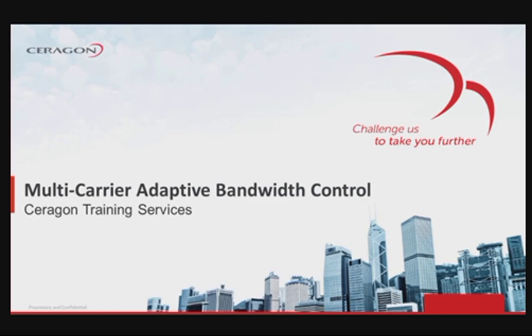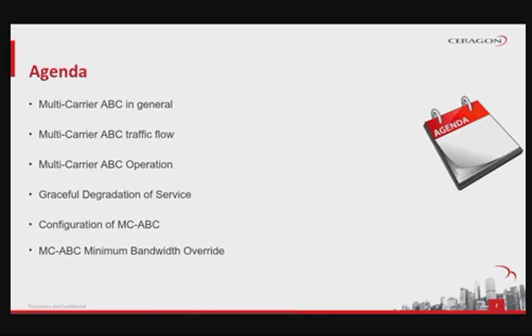This module introduces the multi-carrier adaptive bandwidth control feature, also named MCABC. The agenda of this module will cover the following topics. Multi-carrier ABC in general. Multi-carrier ABC traffic flow. Multi-carrier ABC operation. Graceful degradation of service. Configuration of MCABC. MCABC minimum bandwidth override.